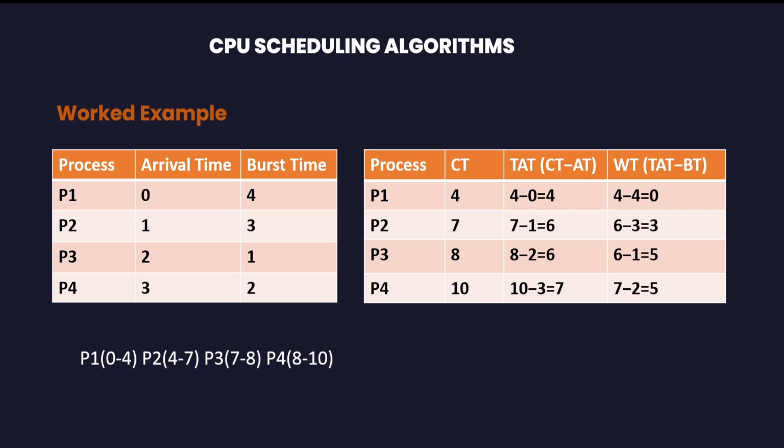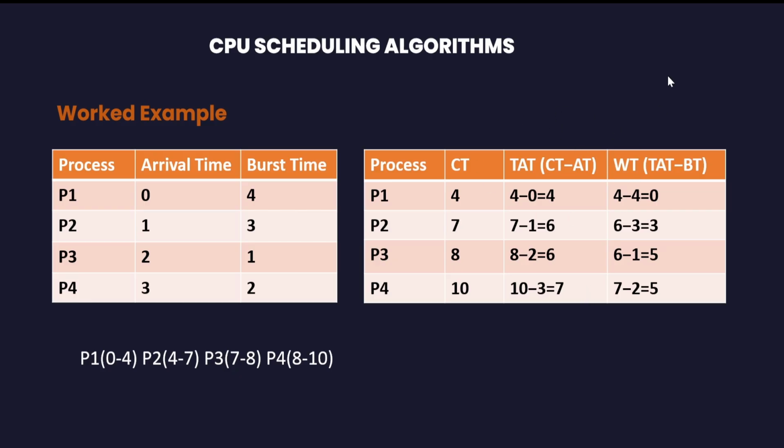Now what will be turnaround time? It is completion time minus arrival time. So completion time for P1 is 4. It arrived at the 0th minute. So 4 minus 0 is 4. For P2, it will be 7 minus 1, 6. P3, 8 minus 2, 6. And P4, 10 minus 3, 7. So this is the turnaround time.